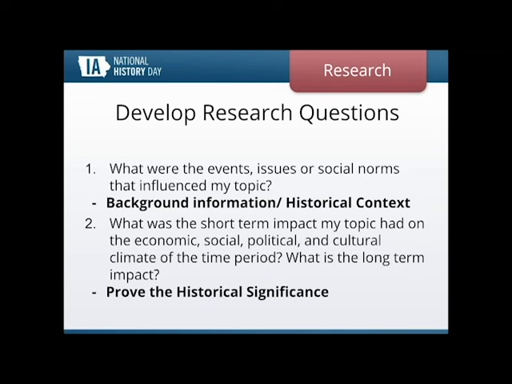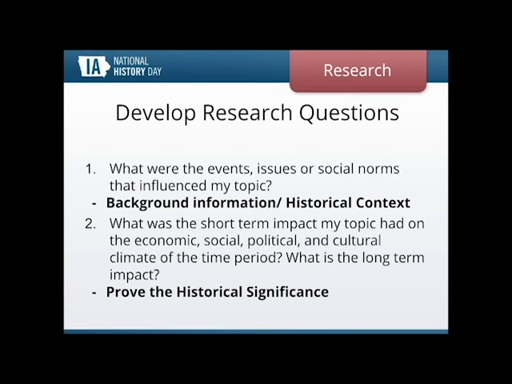Even when we look at the women's suffrage movement, what's happening in the early 1900s? What are the social norms that influenced the women's suffrage movement? You have to explain why the fight for the vote was so important to that time period and to those women and how it impacts us today.